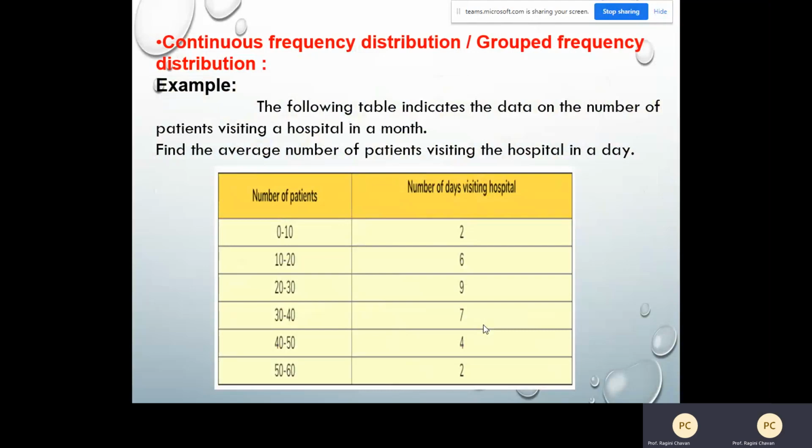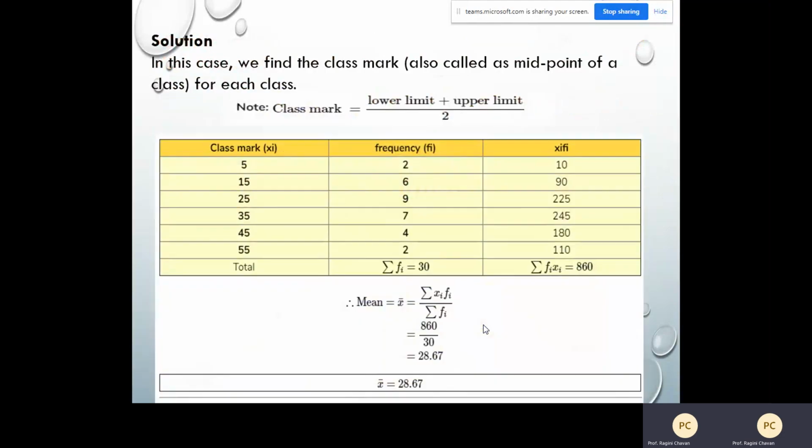So the first column, which contains number of patients, is divided into different classes, that is 0 to 10 patients, 10 to 20 patients, and number of days visiting hospitals, that is the corresponding frequencies. So the class 0 to 10 is having frequency 2, class 10 to 20 having frequency 6. So this kind of data is called as continuous frequency distribution.